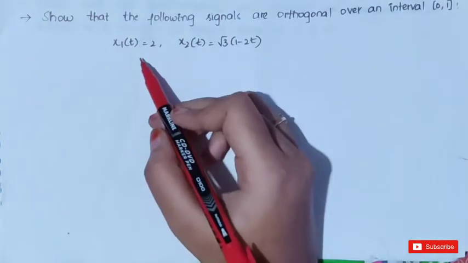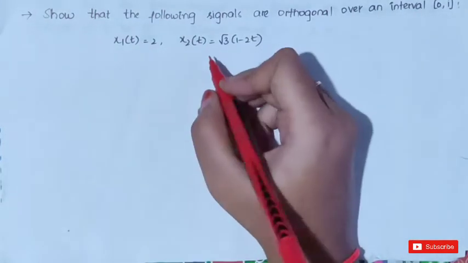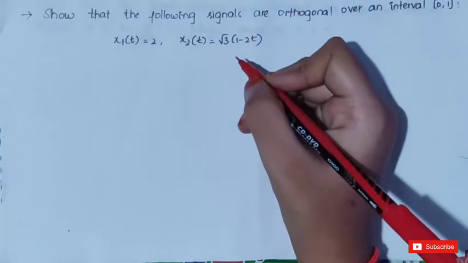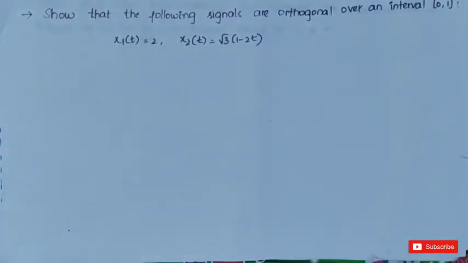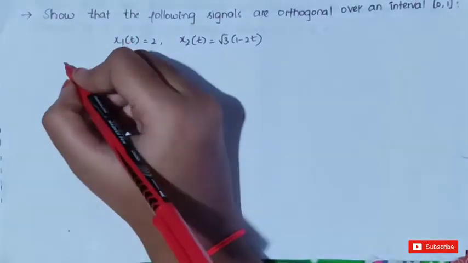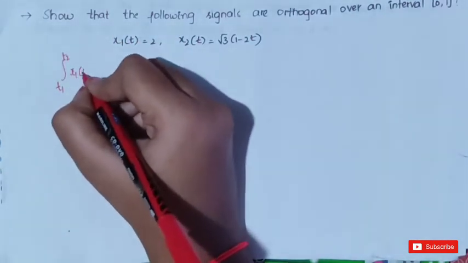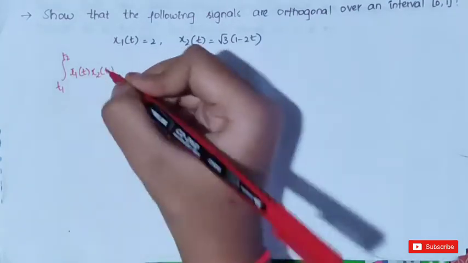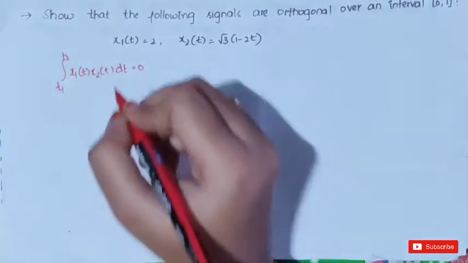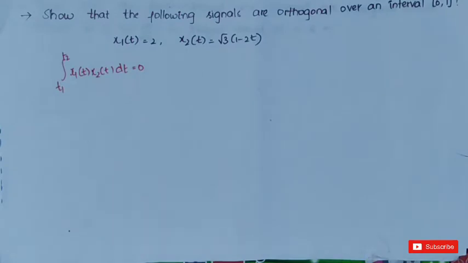where the signals are given as x1 of t is equal to 2, x2 of t is equal to root 3 into 1 minus 2t. We need to prove that the following signals are orthogonal. In signals, if we want to check the orthogonality condition over an interval t1 to t2, the condition is integral t1 to t2 x1 of t into x2 of t dt is equal to 0.